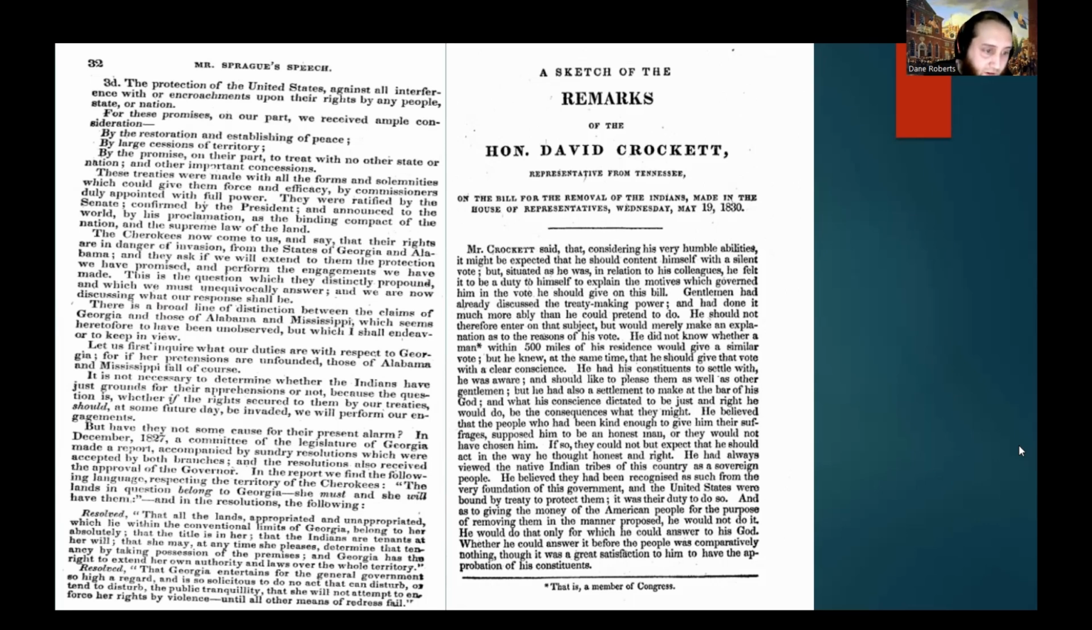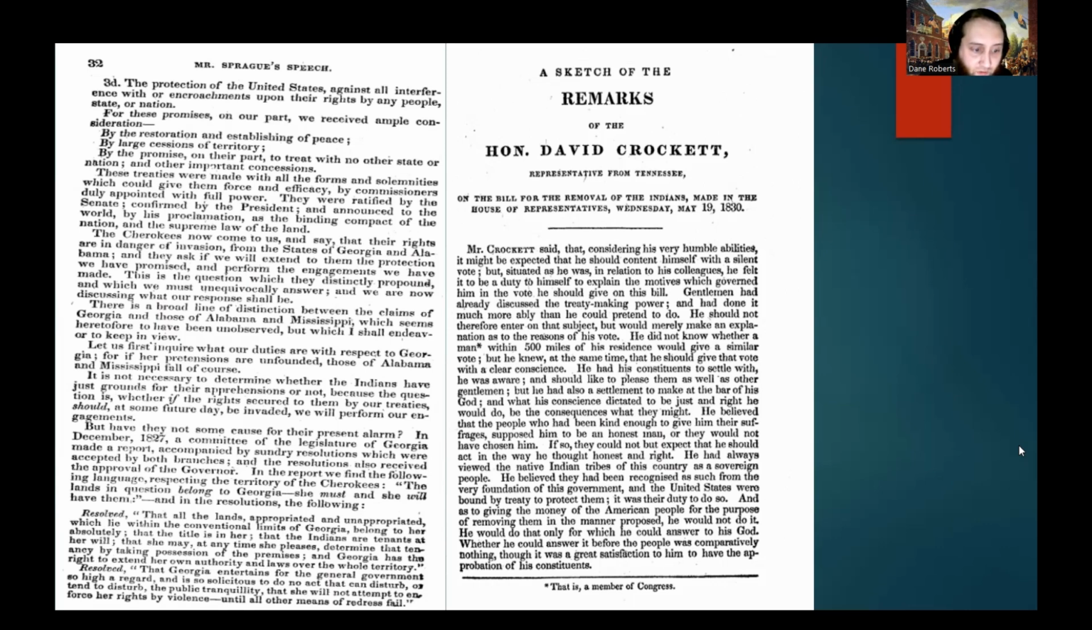It is not necessary to determine whether the Indians have just grounds for their apprehensions or not, because the question is whether, if the rights secured to them by our treaties should at some future day be invaded, will we perform our engagements? But have they not some cause for their present alarm?